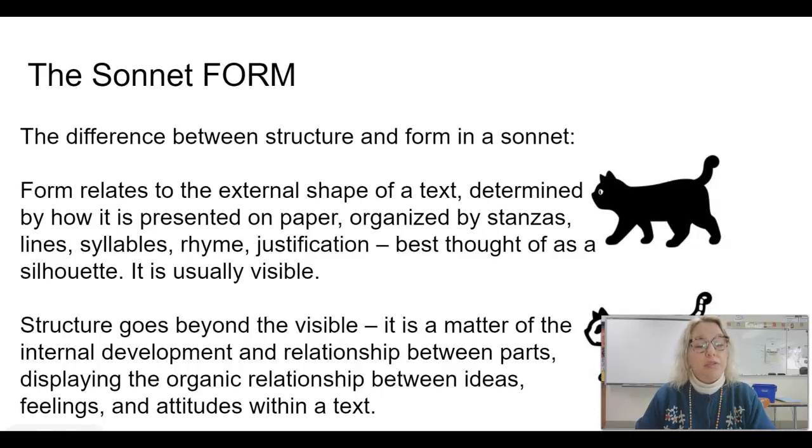and structure, I guess. This is the difference between structure and form. So form relates to the external shape of a text. That's why we've got the silhouette of the cat, because we're looking at how it looks kind of from afar or at first glance without getting too deep into it. And when we think of a poem, this is how it's presented on paper in terms of how it's organized by stanzas, lines, syllables, rhyme, justification. That's the margin, if it's center margin or right margin or left margin. Best thought of as a silhouette.